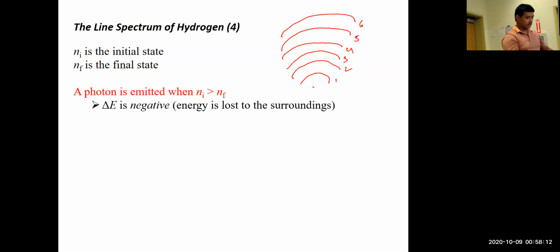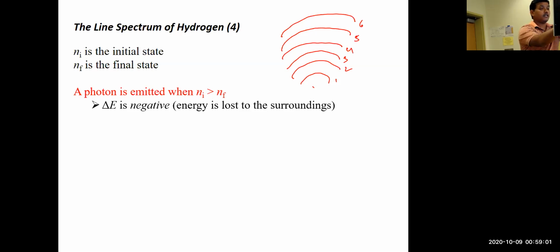Let me make sure again. All right, this is a little bit tricky here. That's why I'm taking a break just to make sure I'm saying this one right. When we say initial state, we are saying where the electron is present when we are doing this study. You're studying when a photon is emitted. So for that, your initial state must be a high energy shell.